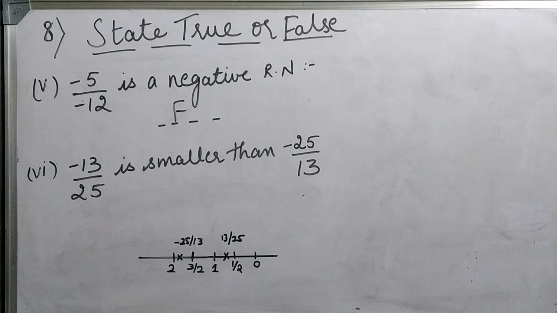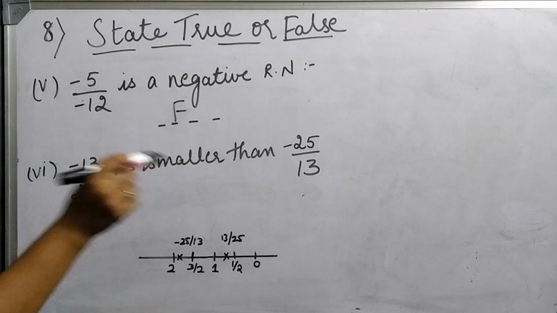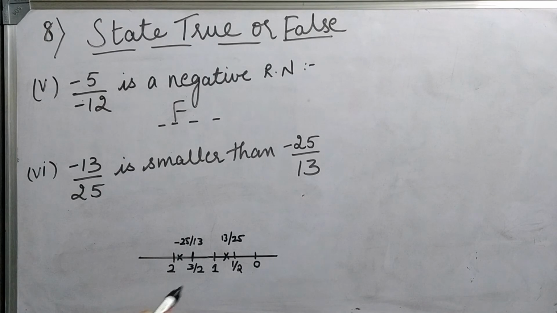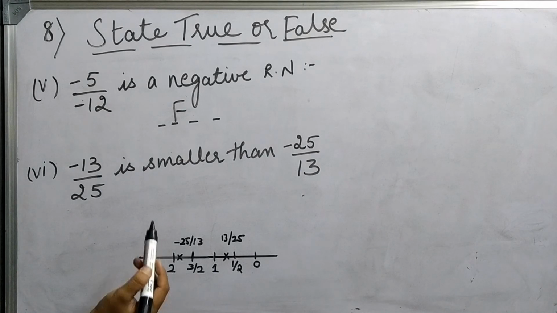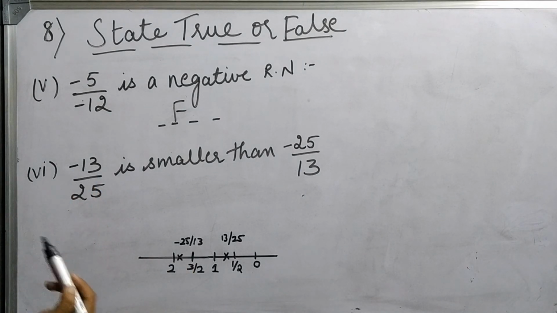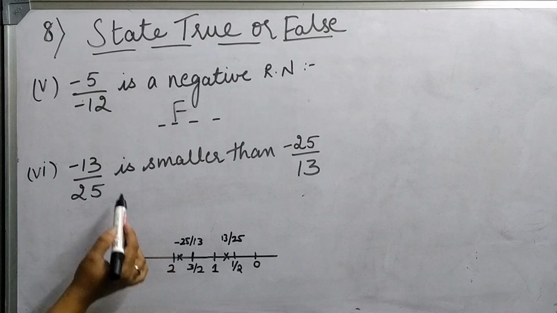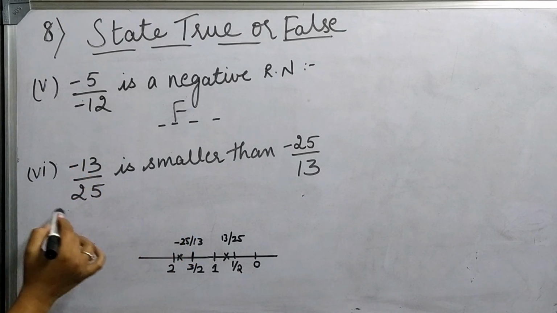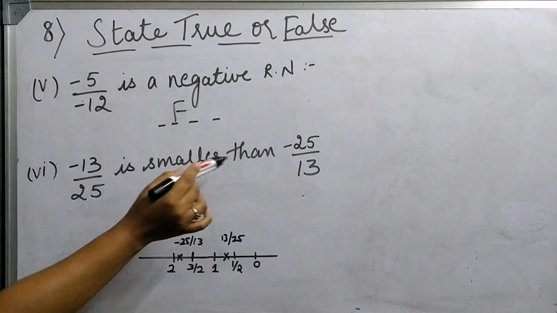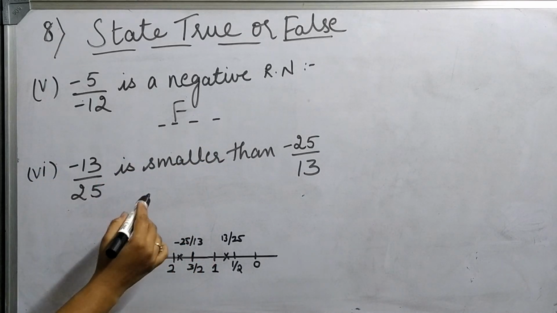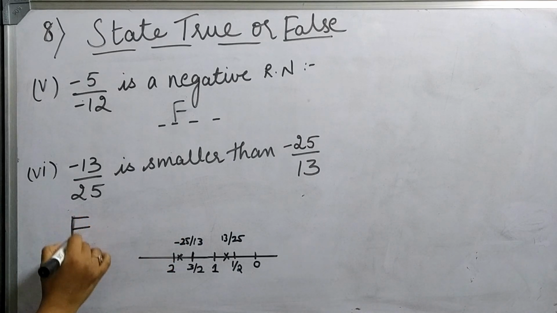Next one, minus 13 by 25 is smaller than minus 25 by 13. So let us plot this on a number line. We have 0 and these are negative half, 1, 1 and a half, 2. So minus 13 by 25 is nothing but minus 0.52, which we'll plot somewhere here, and minus 25 by 13 is minus 1.92, so this is 1.5, so 1.92 is somewhere here. Therefore, minus 13 by 25 is greater than minus 25 by 13, therefore the statement is false.